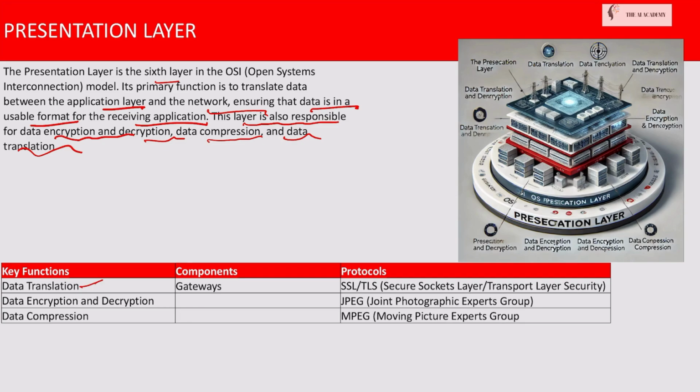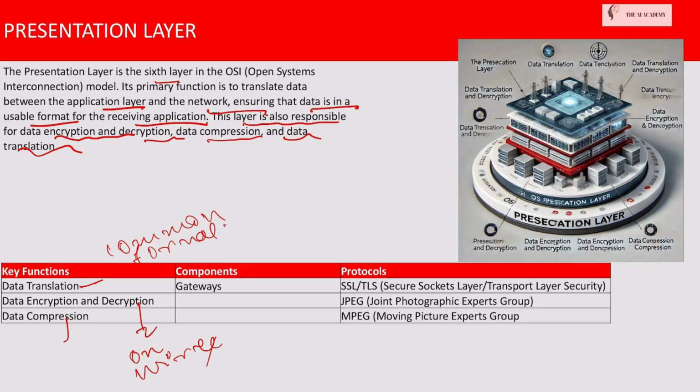The key functions are data translation. The presentation layer translates data from the format used by the application layer into a common format for transmission and vice versa. This ensures that data is correctly interpreted by different systems. This layer provides data security by encrypting data before it is transmitted and decrypting data upon arrival, ensuring that sensitive information is protected during transit.